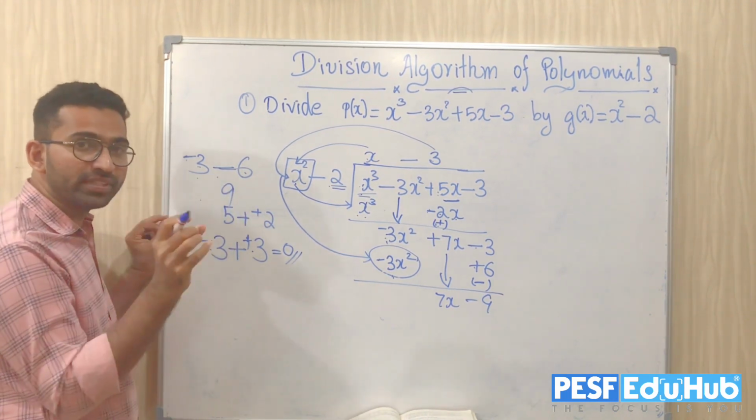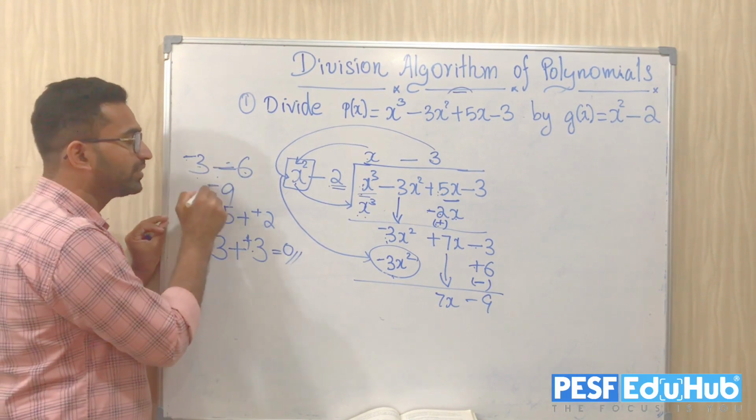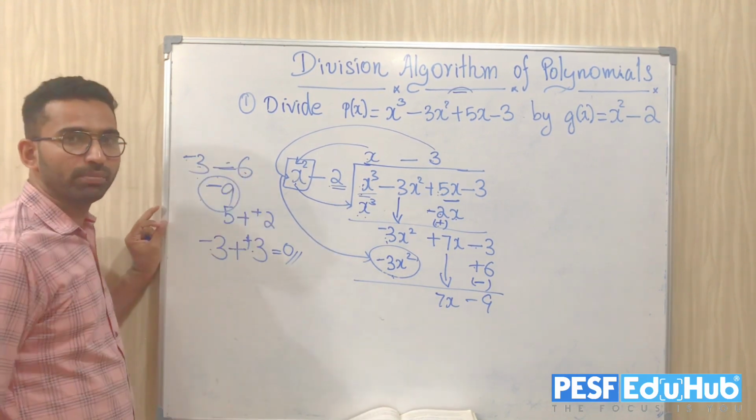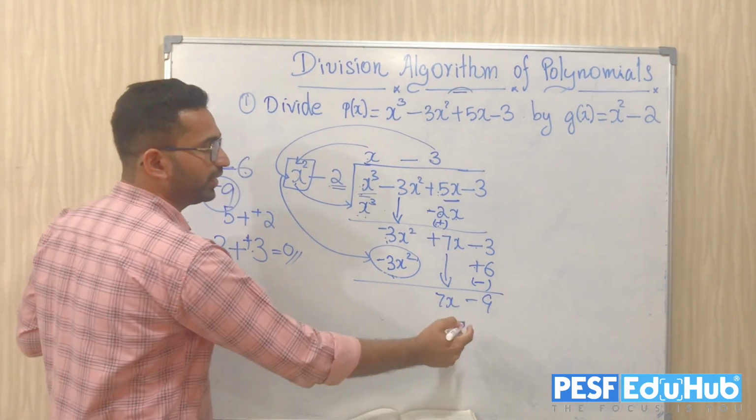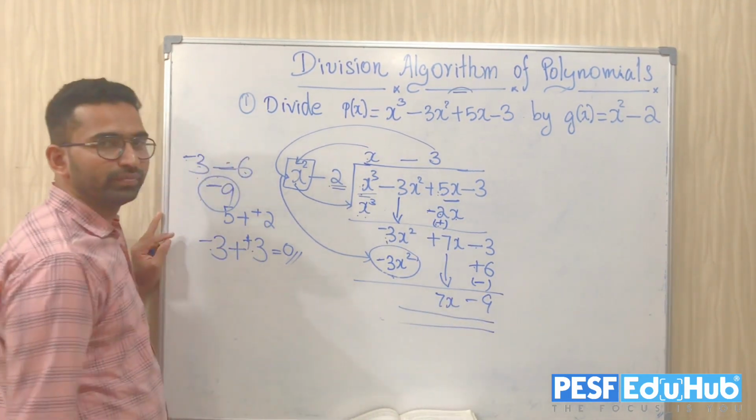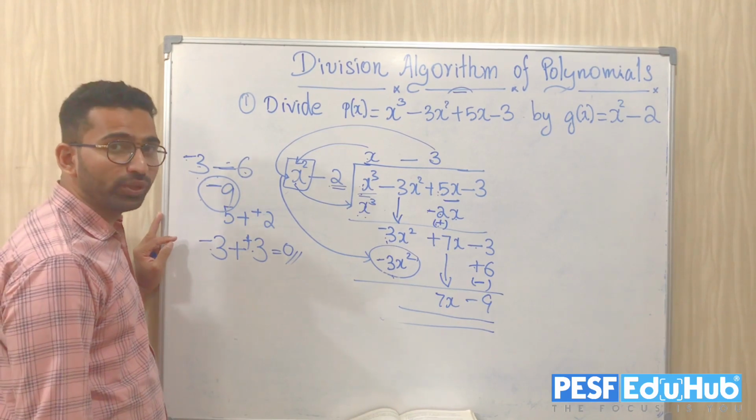And what is the common sign? It is negative, no? That sign you have to give here. So it becomes minus 9. Okay, that is why you are getting minus 9. Your answer is over. Okay, why is it over, can you say?